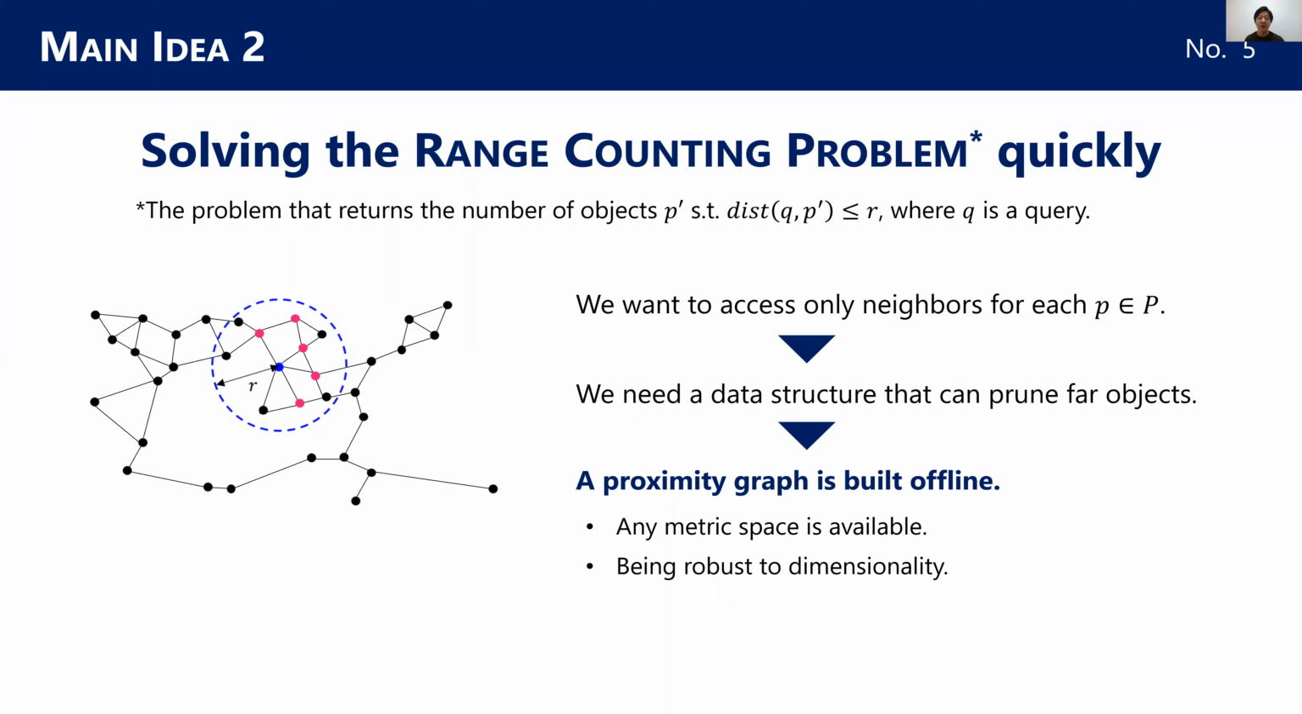Then we employ a proximity graph that is built offline. The left figure shows an example of a proximity graph. Each point is connected to points with small distances. Proximity graphs have some nice advantages. It is available in any metric spaces, and it is robust to dimensionality.